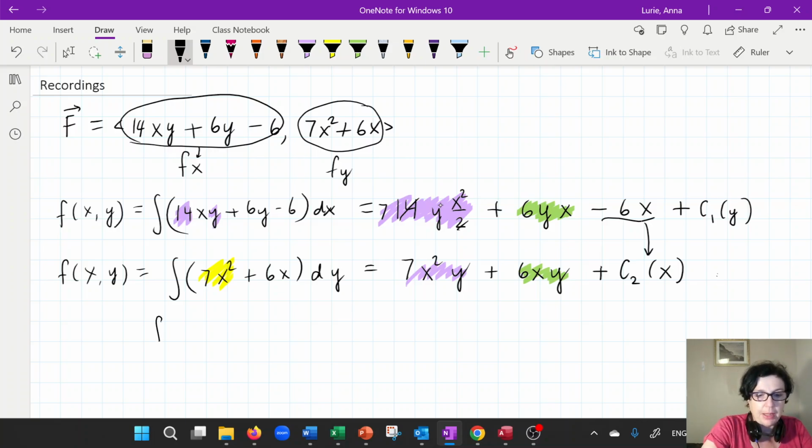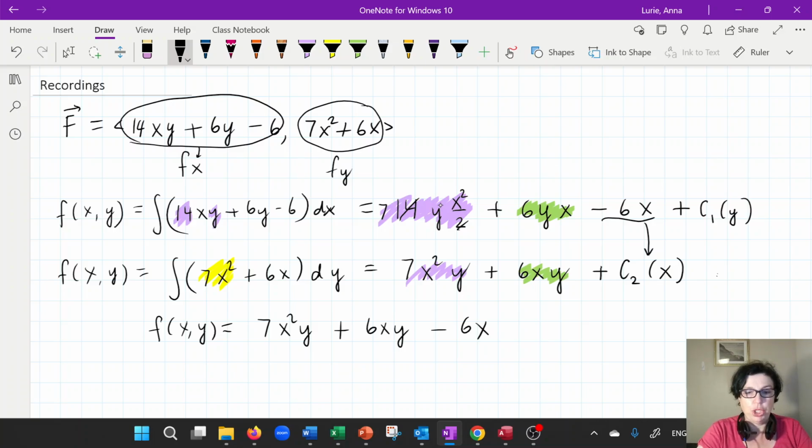So now let us combine all of that into one potential function. So it'll become 7x squared y plus 6xy minus 6x. Now, to check your work, I always recommend checking your work. What you should do is take this answer, which is the potential, take the partial of that with respect to x. Are you going to get 14xy plus 6y minus 6?